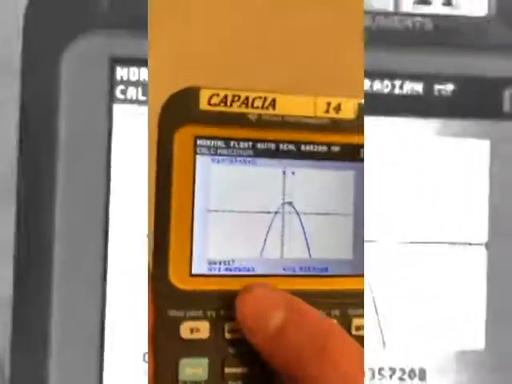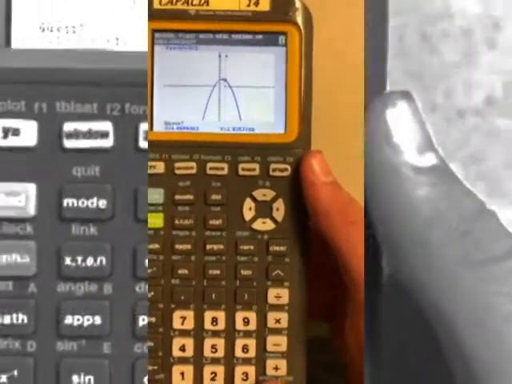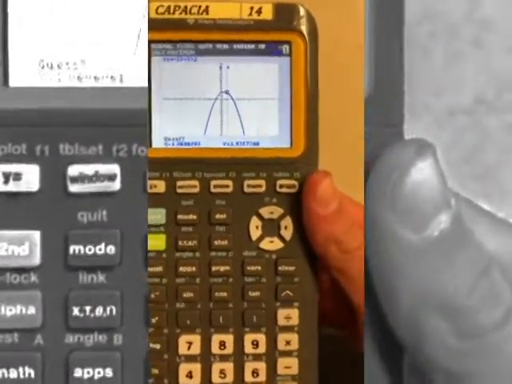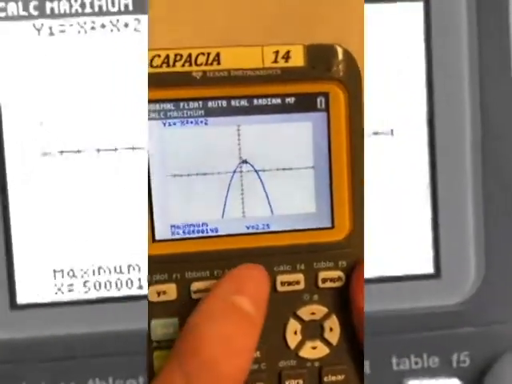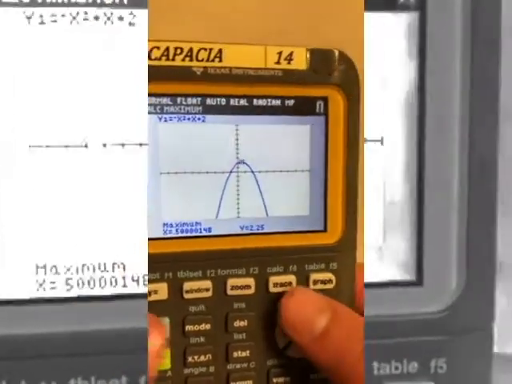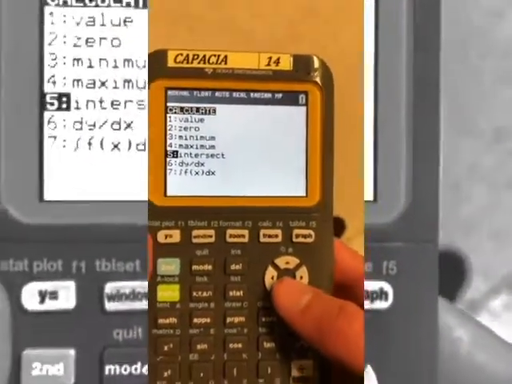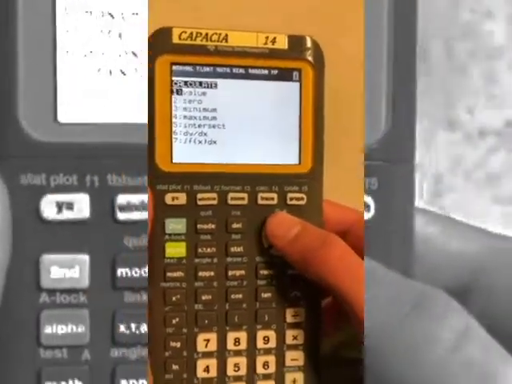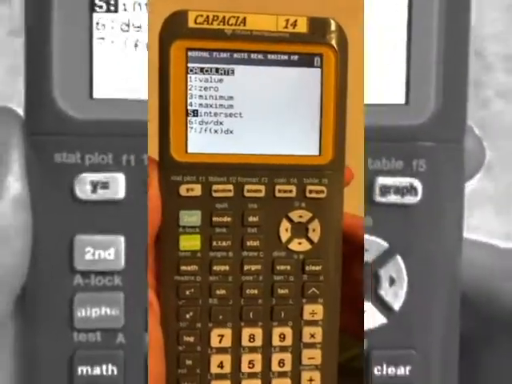And then it says guess right there. It's going to guess the vertex, which it's not really guessing, it's always right. Then you press enter again, and it shows the vertex is 0.5, 2.25. So that's how you find the vertex. You can also find intersect if there were two lines, where you can find where they intersect, and all these things with that. That's pretty much the main idea of it.